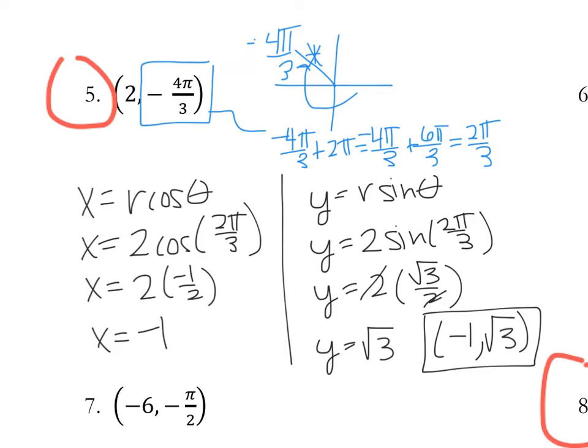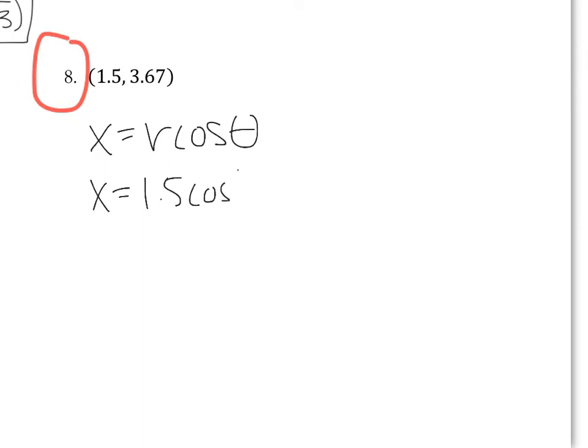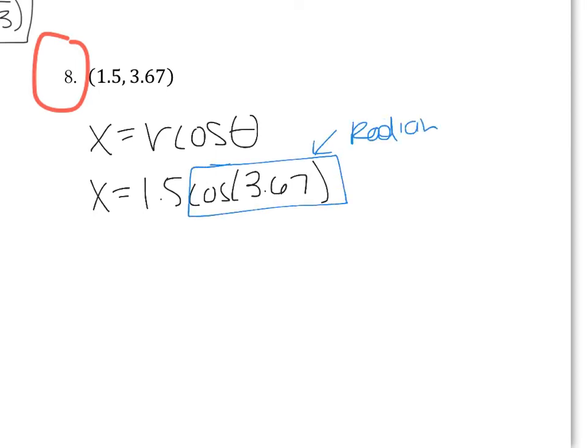Alright, let's take a look at number 8. So number 8, to find x, we're going to do r cosine theta. And we know r is 1.5, and here's what's weird about this one. We don't have something that's on the plate. So what I need you to do is use your calculator, but you have to be in radian mode on your calculator. So just make sure you're in radian mode before you go to type this in. If you didn't fix that on Thursday, it will give you a completely different answer when you type it in. So I'm just going to type that whole thing in the calculator and get the answer.